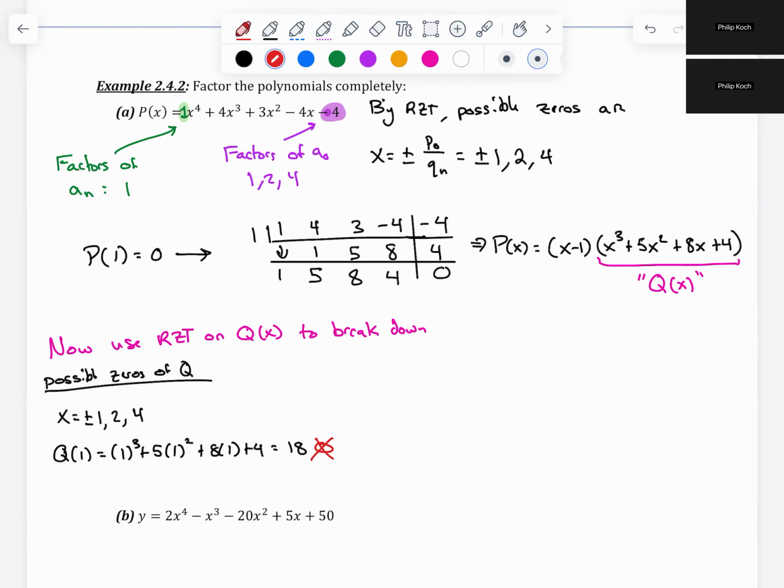And yes, I know I already checked 1 in P, right? I already checked that 1 worked in P and I found that 0. But that's not to say that 1 isn't a double factor, right? 1 could have a multiplicity of 2. It could have a multiplicity of 5. So we have to test it each time just to make sure. The good news is if we know that something isn't a 0, then it can't be a 0 of the next thing. I think we'll see that in the next one.